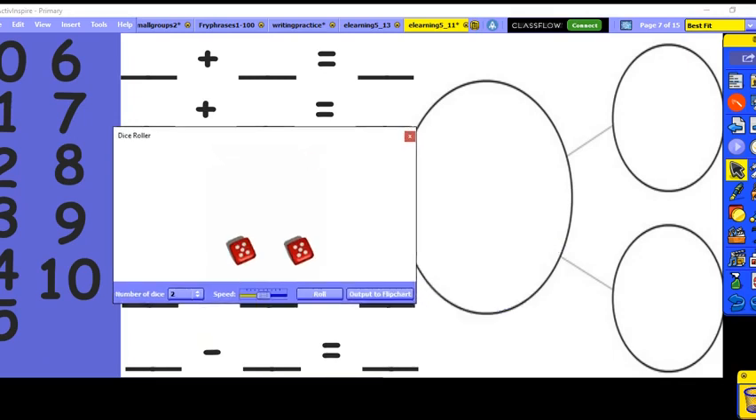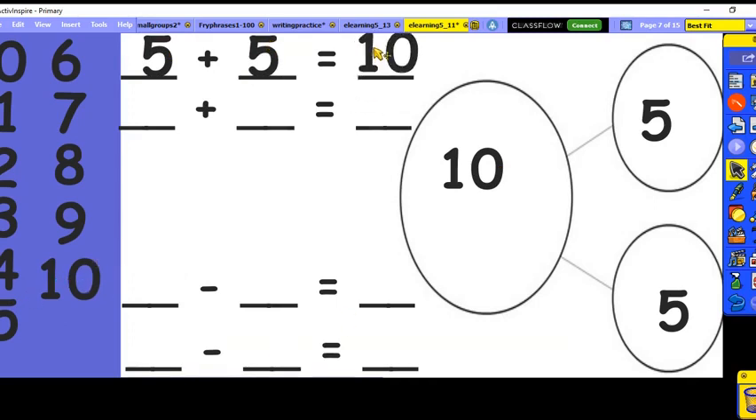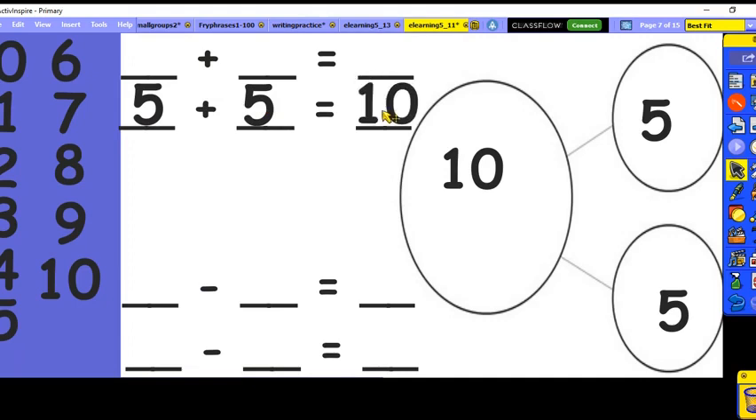All right, let's do one more. 5 and 5. Nice. So here's 5 and 5. Okay. What is 5 plus 5? 5 plus 5 is 10. Now this one's tricky because look at this. 5 plus 5 equals 10. Okay. So if we change the order of the addends, we still have the same addition sentence. 5 plus 5 equals 10.